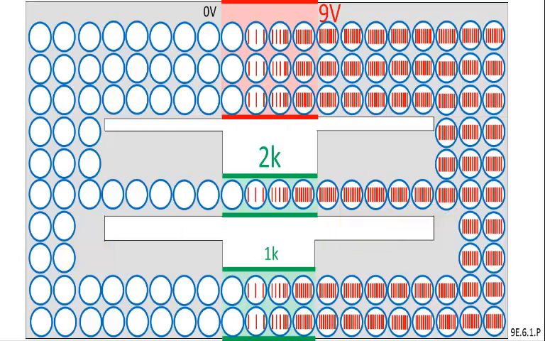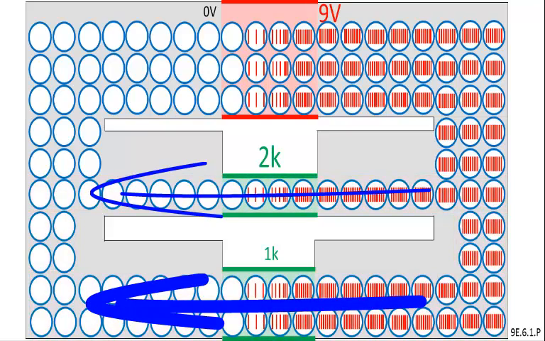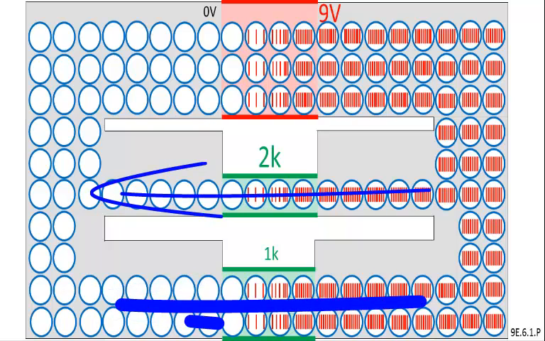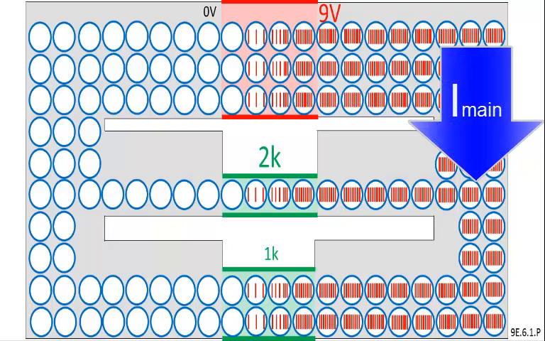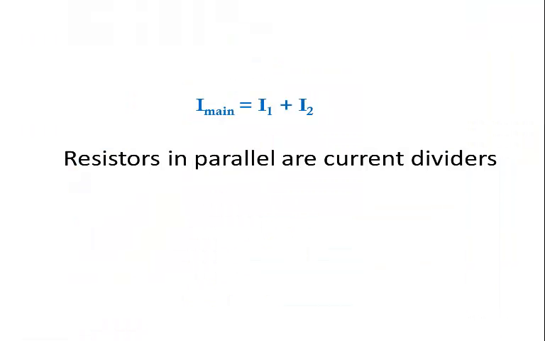When we have resistors in parallel, we have branches. And those branches split the current. We can say they divide the current. Some of the current goes through one branch and some of it through the other. That's why I main equals I1 plus I2 for a parallel circuit. Another way of saying that equation is that resistors in parallel are current dividers. I stands for current, or current strength.